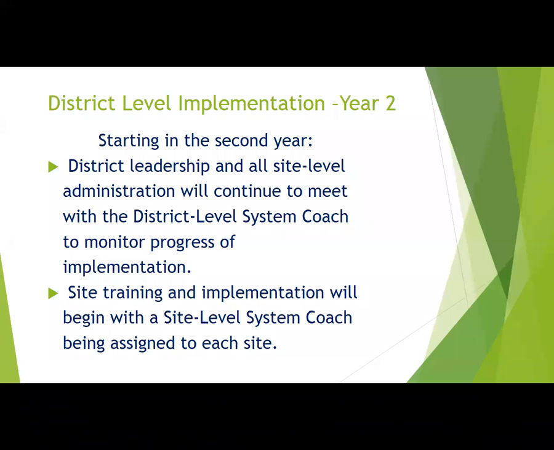At the same time, site training and implementation will begin with site level system coaches that will be assigned at each site level. So it is this moment in year two that each site will get assigned those doctoral candidates that will become those site level coaches. So each site level will get an external system coach. So we will continue working at the district level for district implementation, for making sure the policies and procedures are being set, and then we will begin working really deeply at the site level for site level implementation.